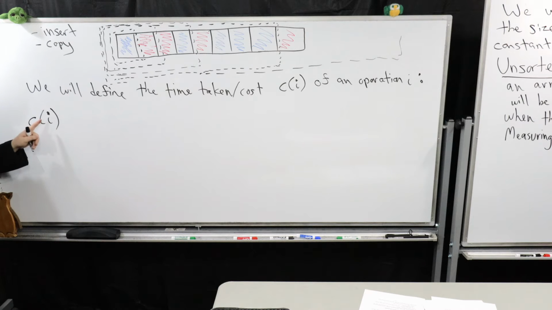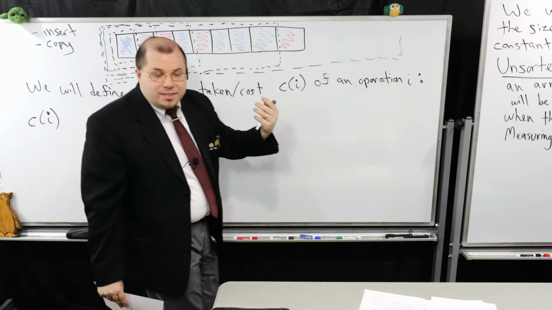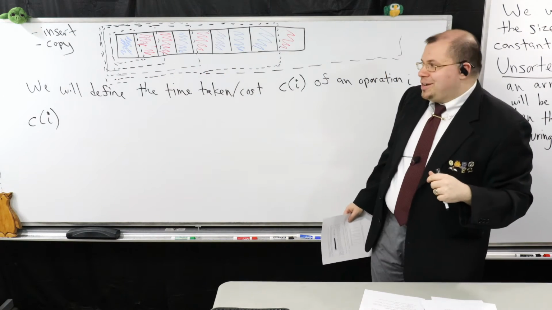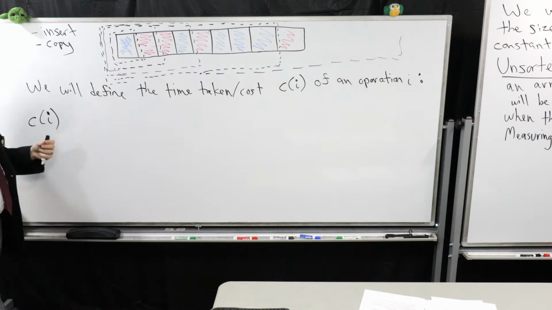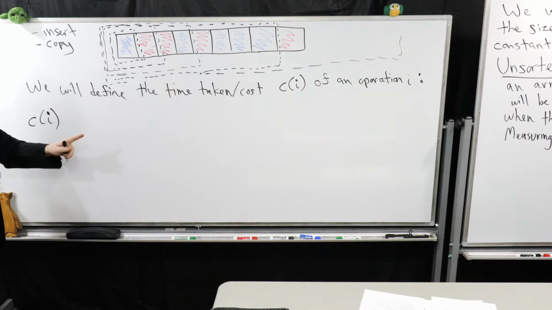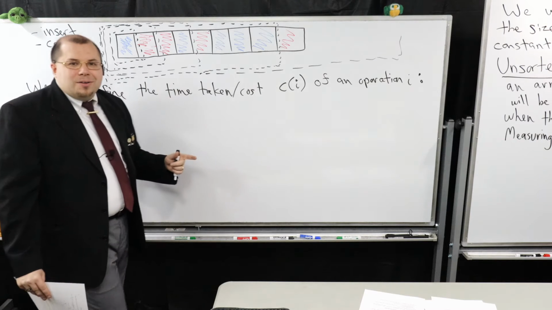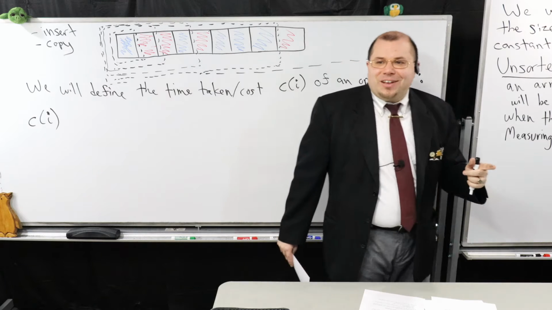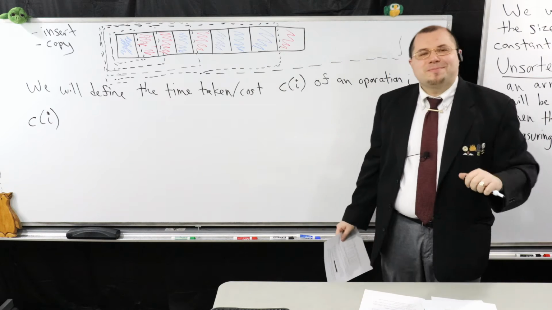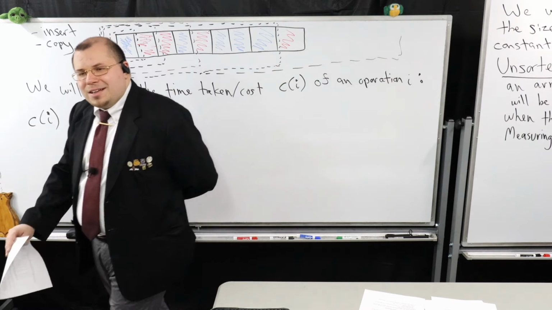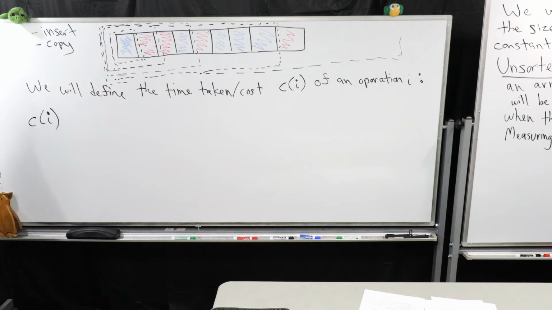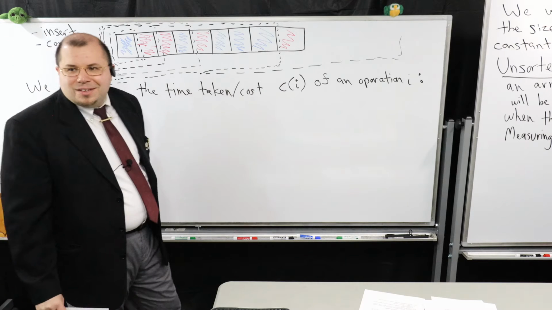So for example, C of 1 is the cost of operation 1. C of 2 is the cost of operation 2 in the sequence. C of 3 is the third operation's cost, and so on. The whole idea here is that if I can figure out how expensive each operation is in my scenario, does anybody have any ideas what I could do with those costs to figure out the total cost? What could we do with those?